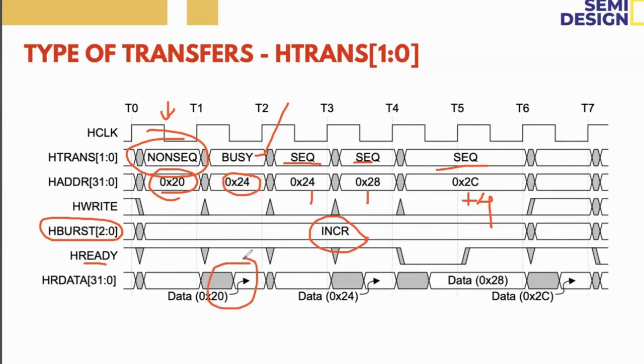In the second phase, the slave is ready to read the data, HRDATA. Whatever 20 is there, that data is read here, and here 24. Next, as it is a busy state, the next sequence is 24; this is not going to be read. This sequence data is read here, and 28 needs to be read here, but because of the wait state HREADY is low, so in the next cycle it is read. Data can take one or two cycles, but the address must be a single cycle. In the next cycle, 0x2C data will be read. So these are the different types of transfers.